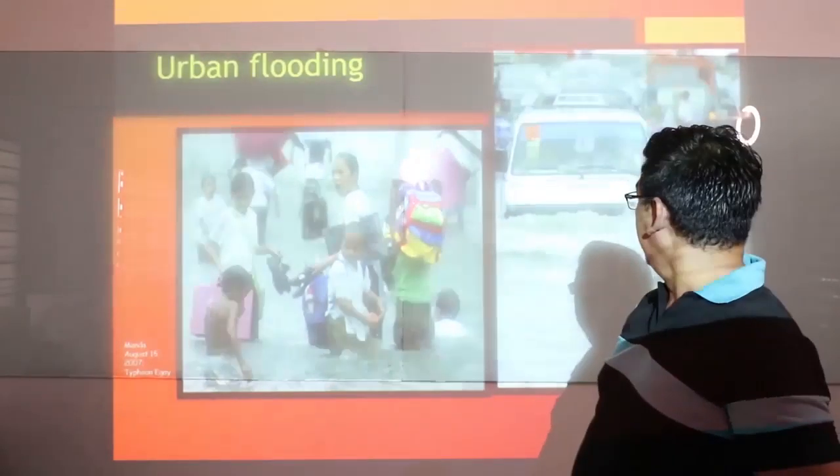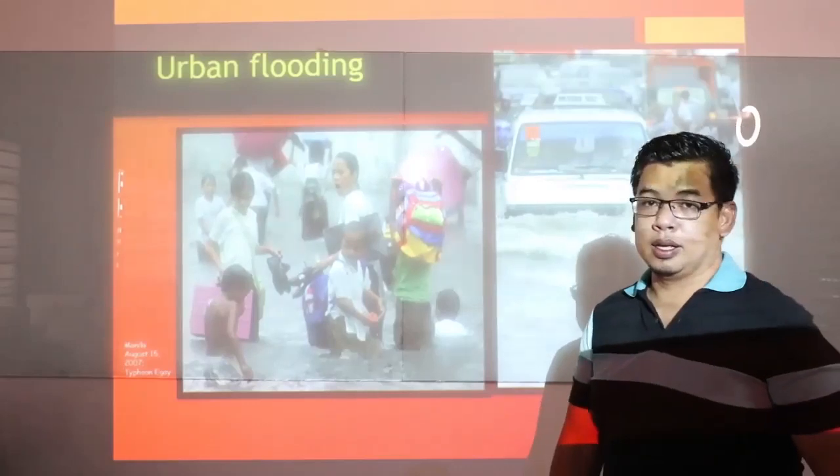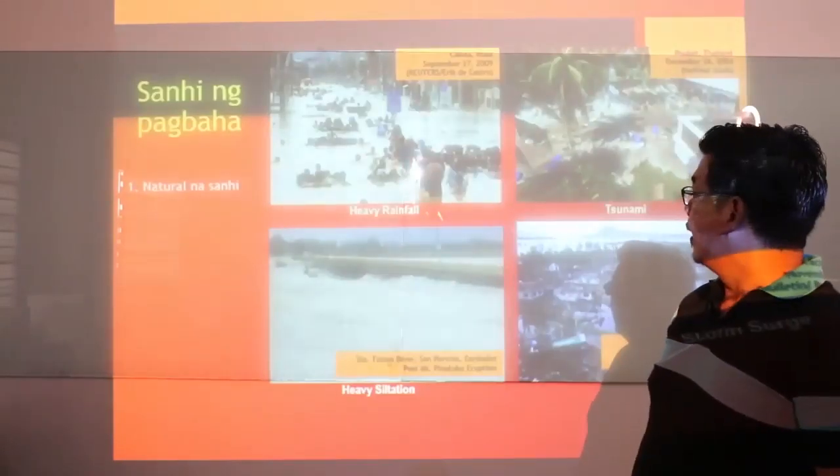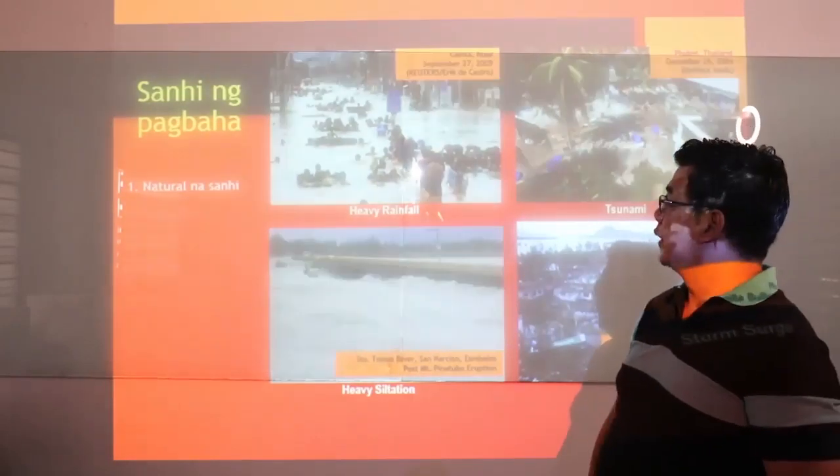Now, we have urban flooding. As you can see, it happens in Marikina, right? Another cause of flooding.